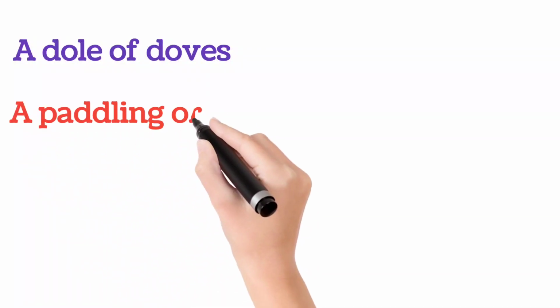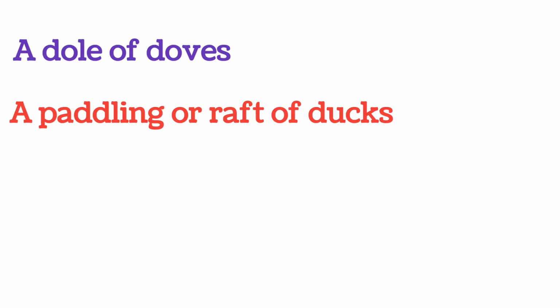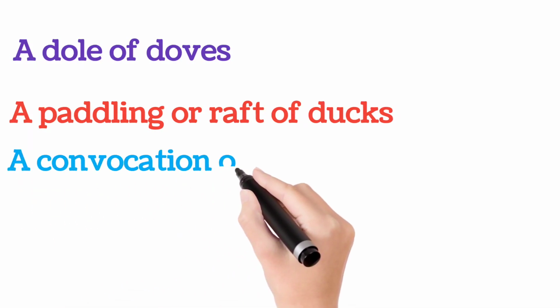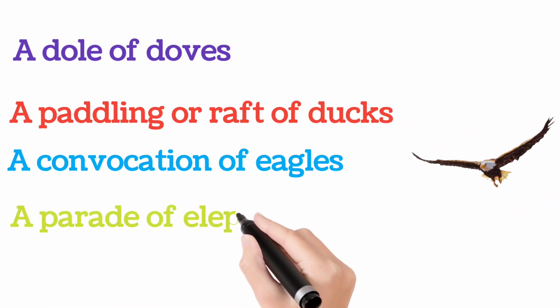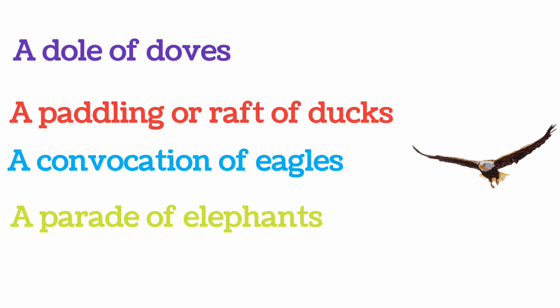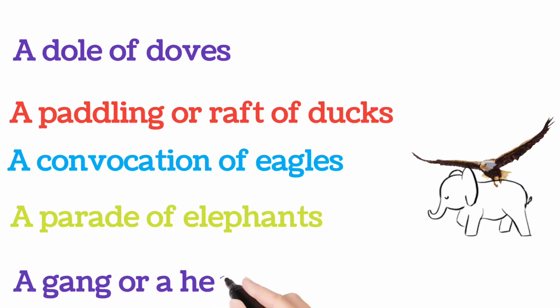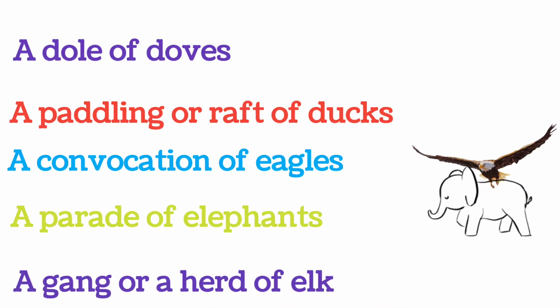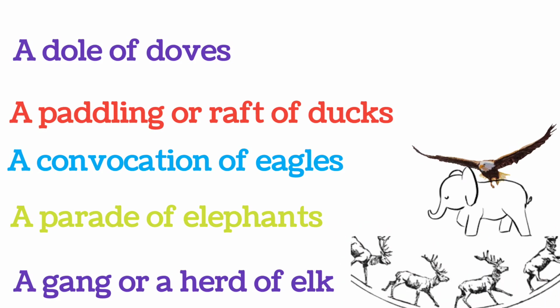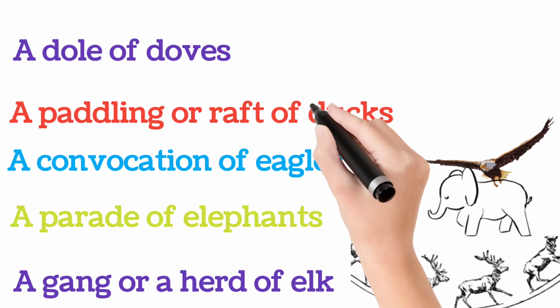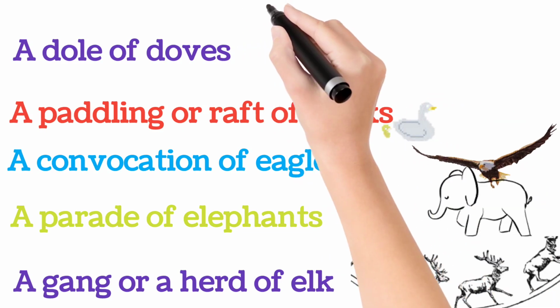A dole of doves. A paddling or a raft of ducks. Paddling, sorry. A convocation of eagles. A parade of elephants. A gang or a herd of elk. Here dole, paddling, raft, convocation, parade, gang and herd are the collective nouns. They show the collection of these pictures.